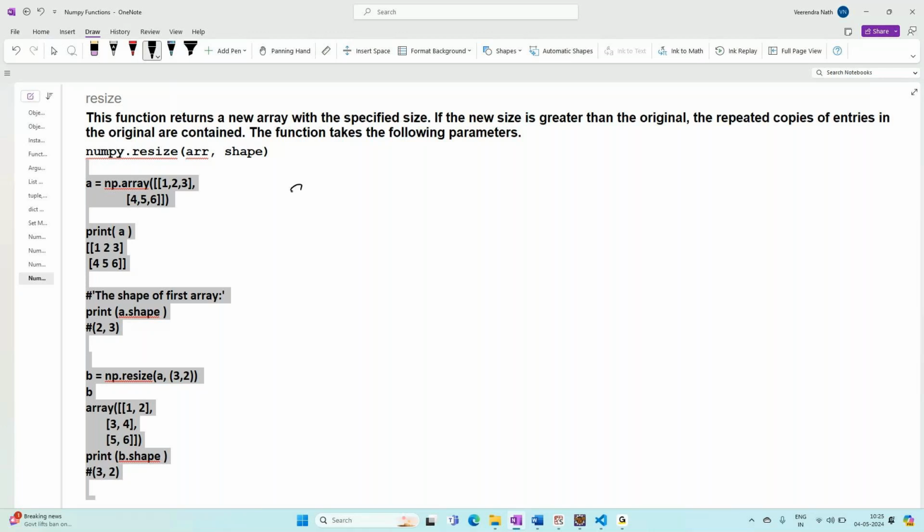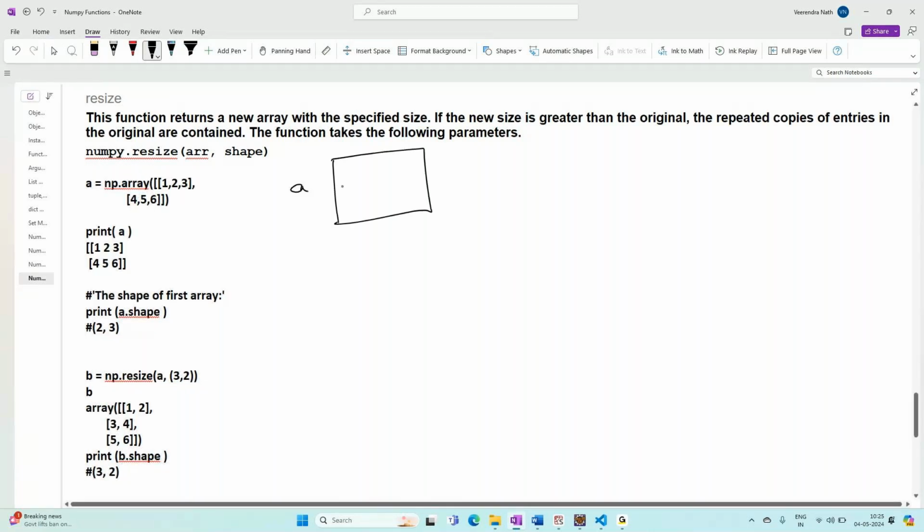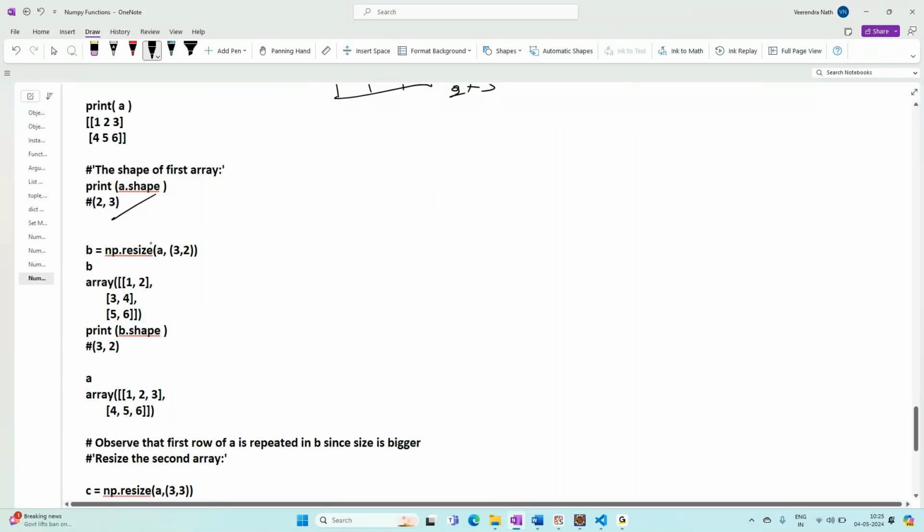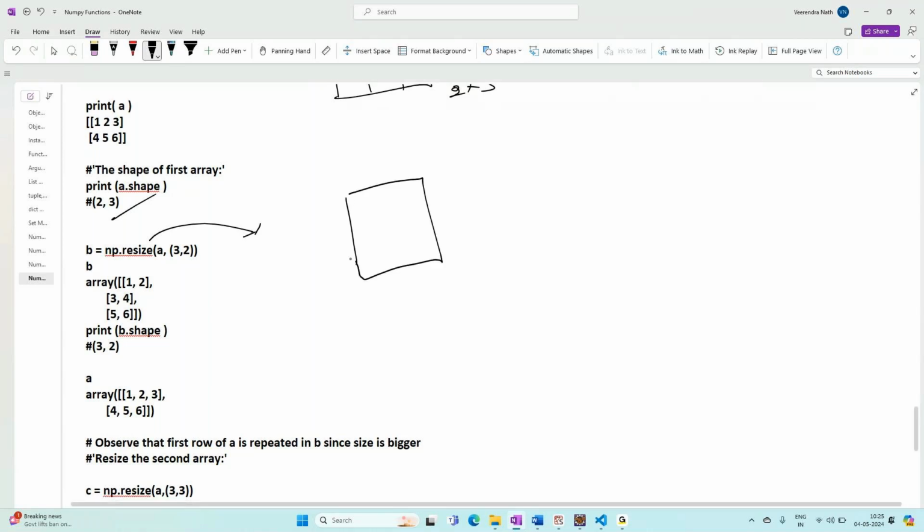A is going to be how much? 1, 2, 3, 4, 5, 6. What is this? 2 by 3. 2 by 3, right? Okay, super. Next, resize A into 3 by 2.